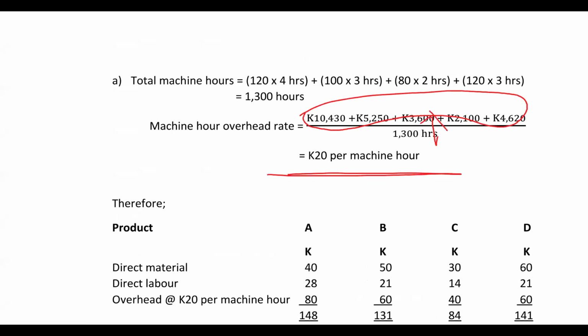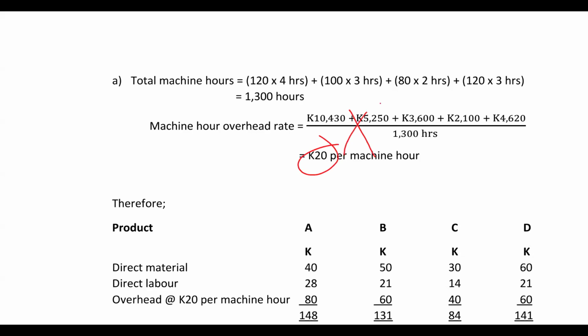Then we have found that the rate is actually 20 kwacha per machine hour. That is the rate at which our overheads are being absorbed. All the overheads are being absorbed at 20 kwacha per hour. So to find the total overhead that went to each product, you just multiply the number of machine hours for that product by 20 kwacha, which is the rate.